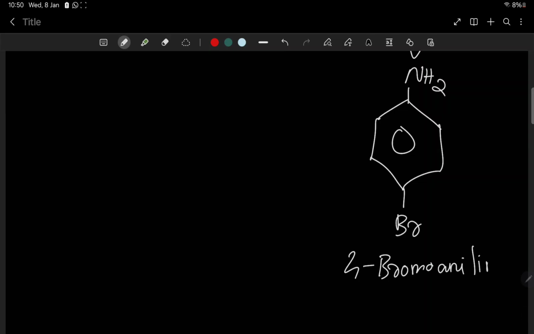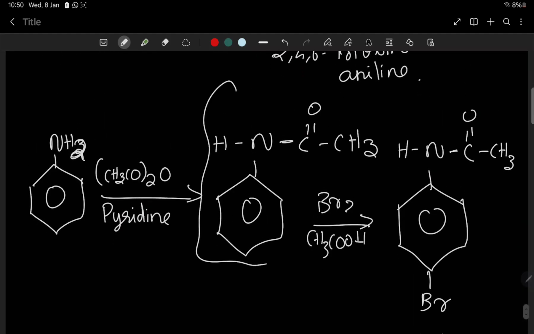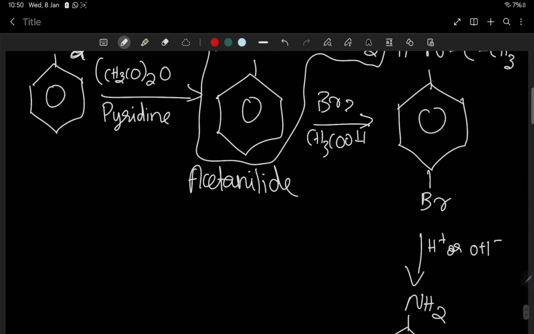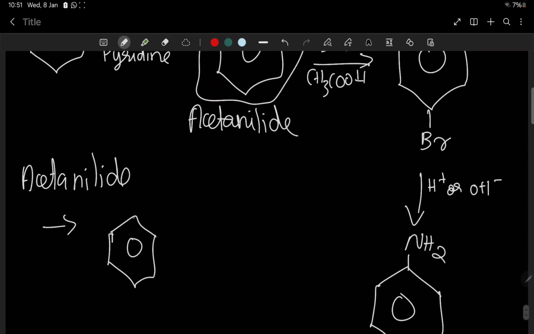So first, aniline, treat it with the anhydride, we get a compound. They can ask, what is this compound? The name of this compound is acetanilide. So learn acetanilide. The structure is very simple. Take an aniline, replace one H with what? C double bond O CH3: acetanilide, or N-phenyl ethanamide.